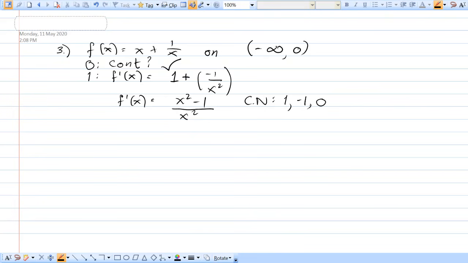After getting this, again, don't forget to check your interval. Kasi dun ka lang namimili. Tanggalin mo yung mga hindi kasali. So, positive 1, hindi yan kasali dun sa negative infinity to 0. So, wala yan. Si negative 1 kasama. Si 0, dahil open siya dito, hindi yan kasali. Okay. So, ibig sabihin, our critical number is negative 1.